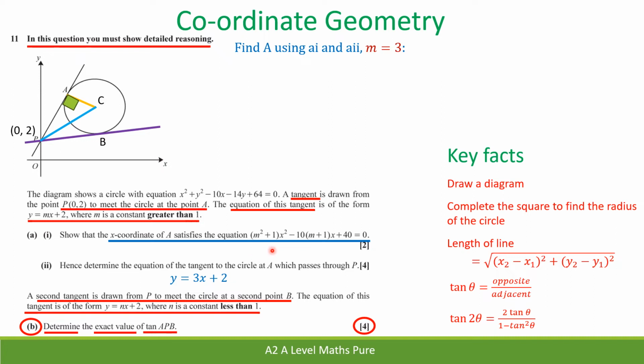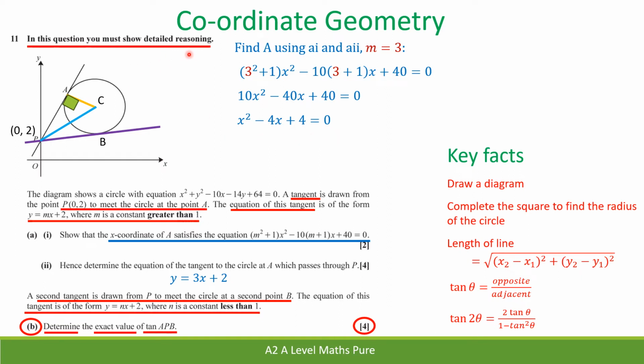So if I substitute 3 into this equation, you will be able to see that I get (3² + 1) times x². So that's 9 plus 1 is 10 lots of x², minus 10 times (3 + 1). So 3 plus 1 is 4, times 10 is 40. So minus 40x plus 40 equals 0. From here, these are all a multiple of 10, so I can divide each of these numbers by 10, leaving me with x² − 4x + 4 = 0.